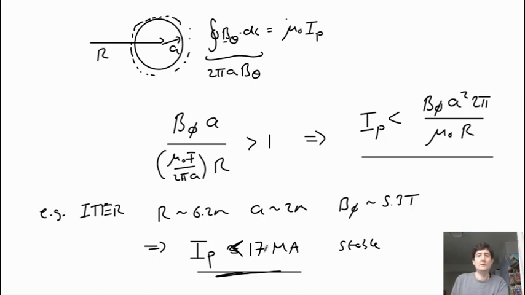You notice that in ITER the plasma current is roughly 15 megaamp for steady state, which is getting uncomfortably close to this limit. What makes a big difference is the elongation of the plasma. If you have an elongated, so a stretched plasma, the plasma current limit goes up quite considerably. So I'll just note here that this is a limit for circular cross-section, and for an elongated plasma this can be much bigger. But this does provide at least an upper limit on the plasma current that can be carried.